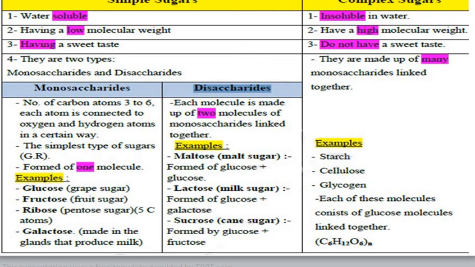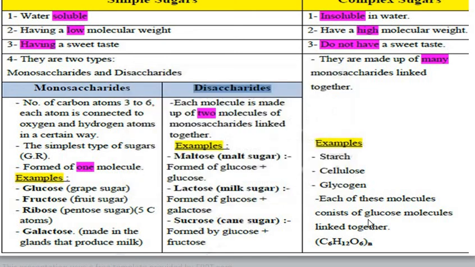Here, complex sugars have the properties of being insoluble, having high molecular weight, and not being sweet, and they are polymers with many monosaccharide molecules connected together, like starch that is found in the plant. You know that the plant stores its food in the form of starch. Also cellulose, which is found in the cell wall of the plant; the cell wall is made up of cellulose, and they are complex sugars. Also glycogen: you know that the liver stores the extra glucose and extra carbohydrates that you eat in the form of glycogen, inside the liver and muscle.